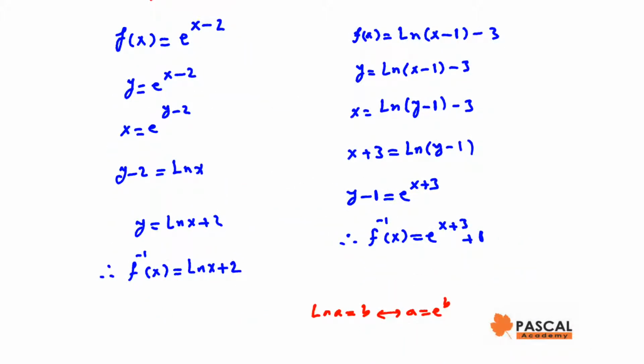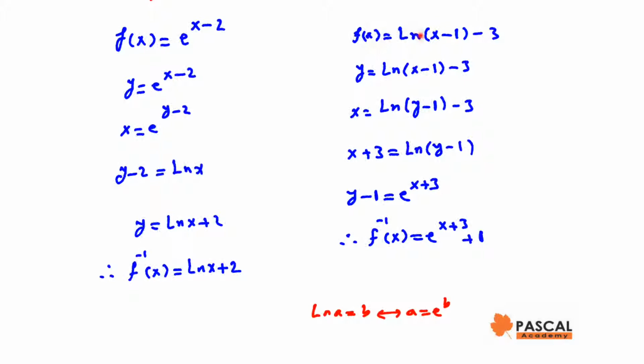Let's find the inverse of one exponential and one logarithmic function. f of x equals e to the power of x minus 2. To find the inverse, we call f of x y, we exchange x and y, and we isolate it for y. x is e to the power of y minus 2. Therefore, y minus 2 is ln of x. This means y equals ln of x plus 2. Therefore, f inverse of x is ln of x plus 2.